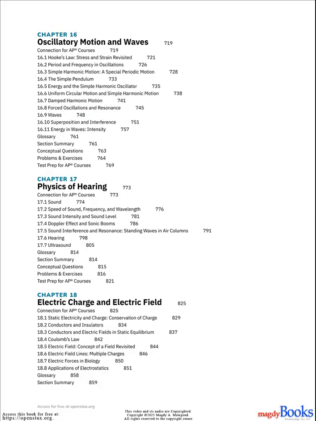Chapter 17. Physics of hearing. Connection for AP courses. 17.1. Sound. 17.2. Speed of sound, frequency, and wavelength. 17.3. Sound intensity and sound level. 17.4. Doppler effect and sonic booms. 17.5. Sound interference and resonance. Standing waves in air columns. 17.6. Hearing. 17.7. Ultrasound. Glossary. Section summary. Conceptual questions. Problems and exercises. Test prep for AP courses.